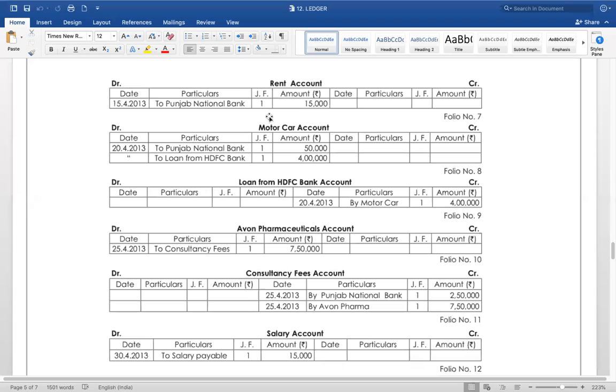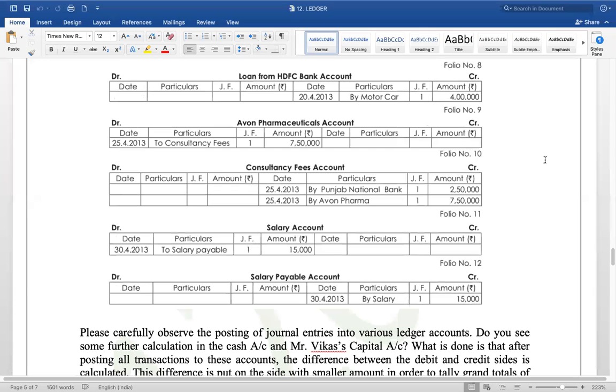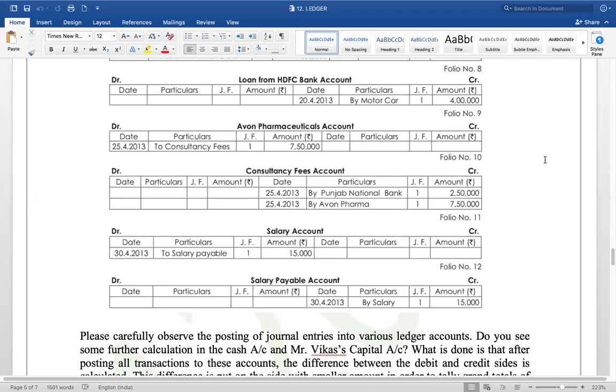So in the motor car account, it is debited, right? The same is credited in loan from HDFC bank account, right? Now you must be getting a question or a doubt here. What is that doubt? You should have a doubt.